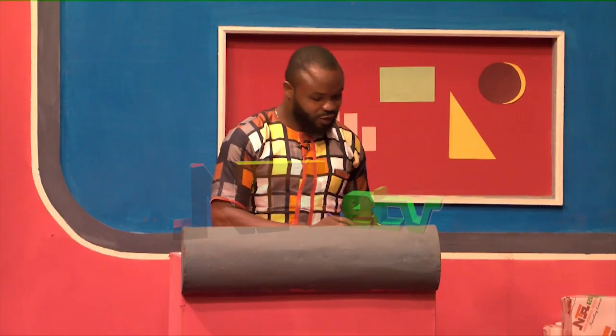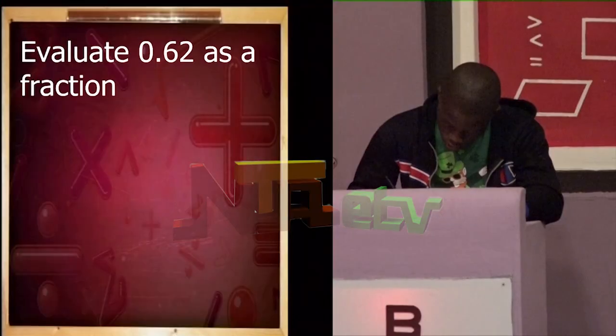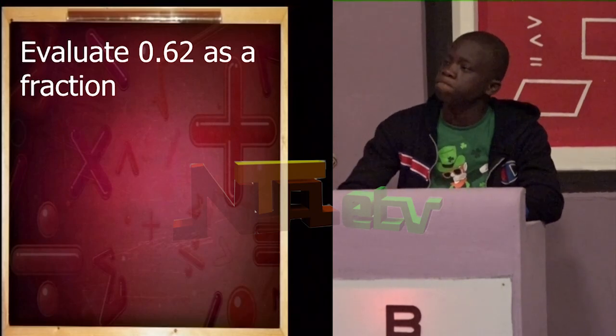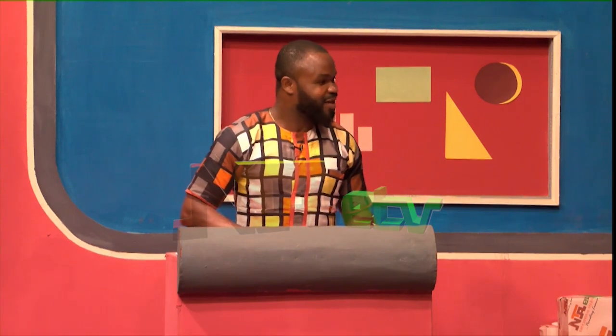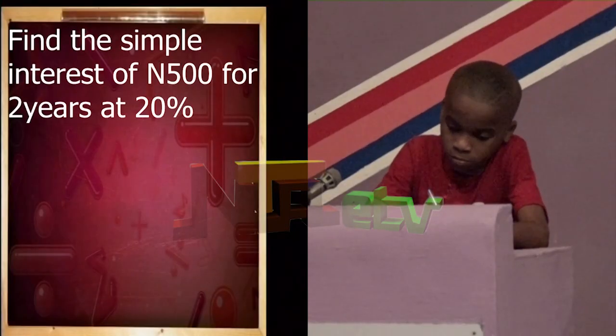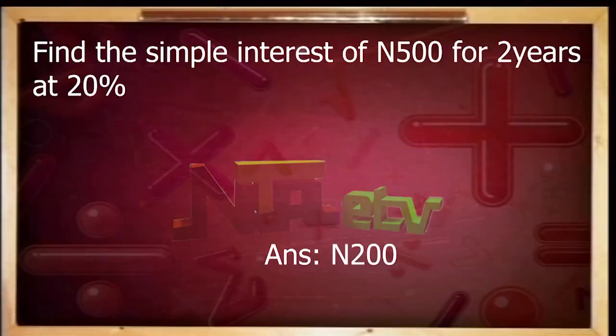Contestant B, your question. Question 5. Evaluate 0.62 as a fraction. That's 31 over 50. That is correct. Contestant A, your question. Question 2. Find a simple interest on 500 naira for 2 years at 20%. 200 naira. 200 naira is correct.